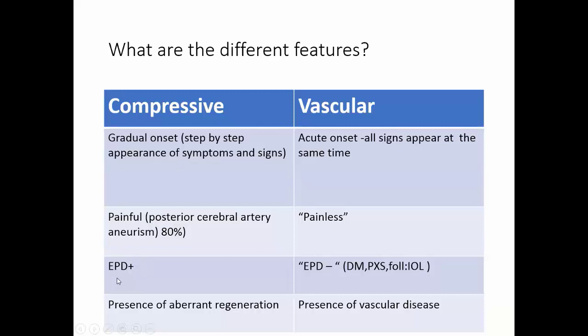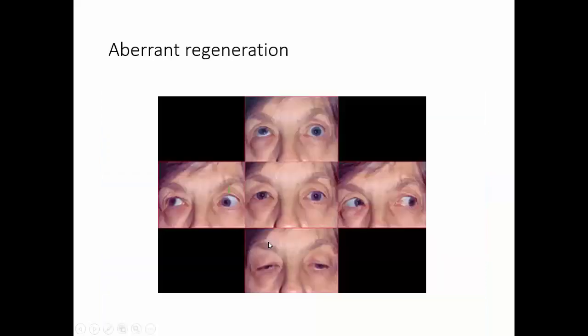Also compressive, as we said, there is an efferent pupillary defect. Efferent pupillary defect is absent in vascular unless there is coexisting diabetes, pseudoexfoliation, or a damaged pupil during cataract surgery. The presence of aberrant regeneration is an indication of compression, because the compression happens slowly over a period of time, whereas presence of vascular disease is more in support of vascular events. This is what I meant by aberrant regeneration.